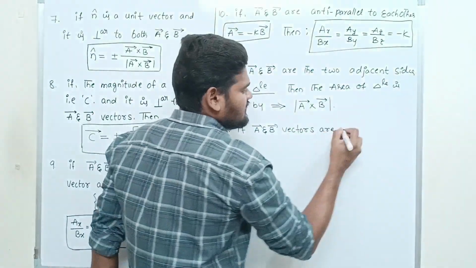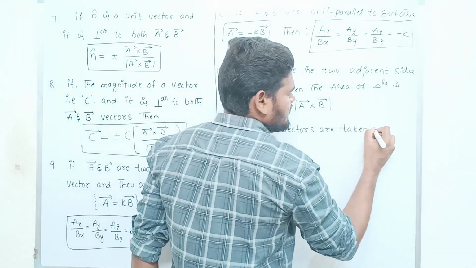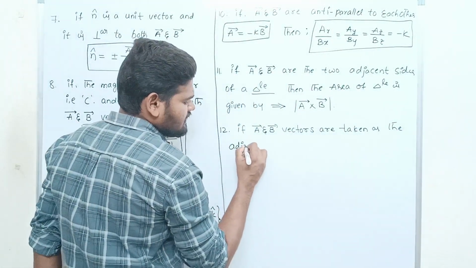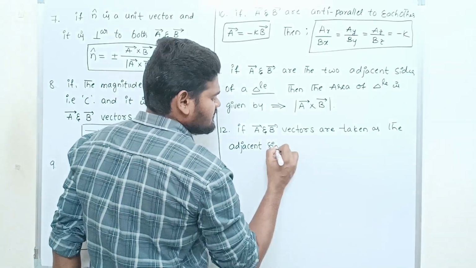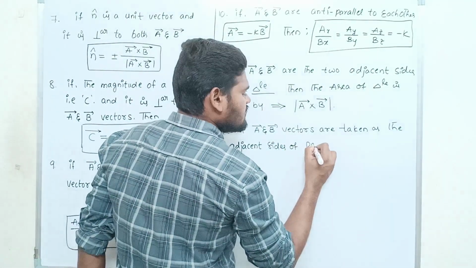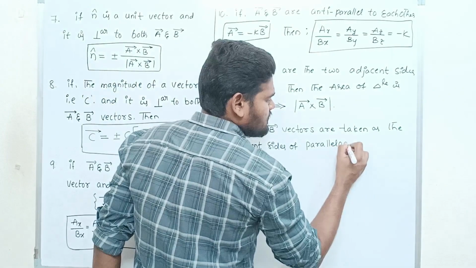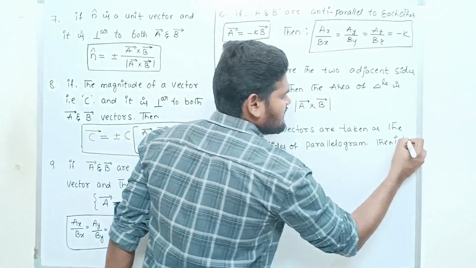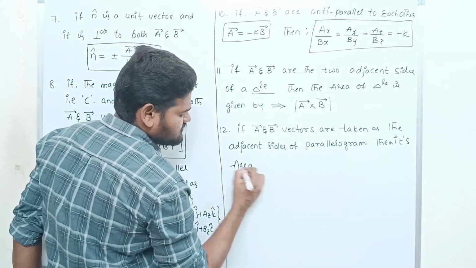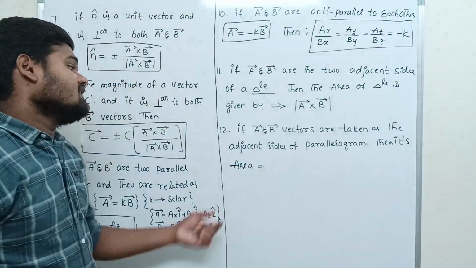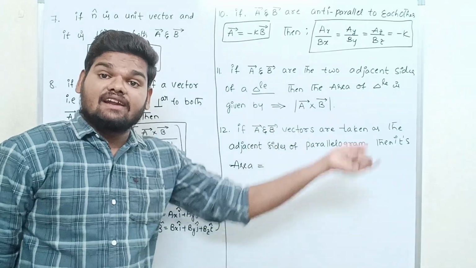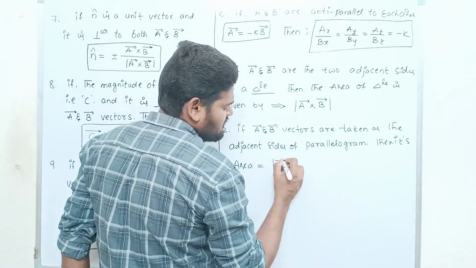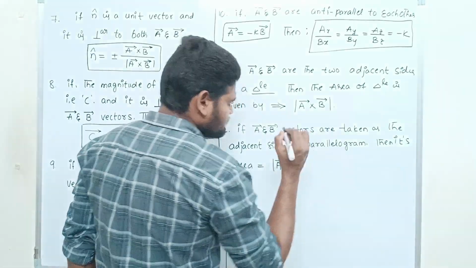So the twelfth one: if A bar and B bar vectors are taken as the adjacent sides of a parallelogram, then its area, the area of the parallelogram when the two vectors A bar and B bar are taken as its adjacent sides, is again magnitude of A bar cross B bar.